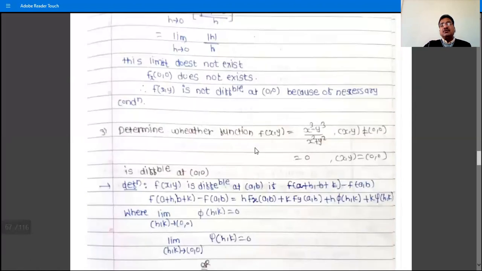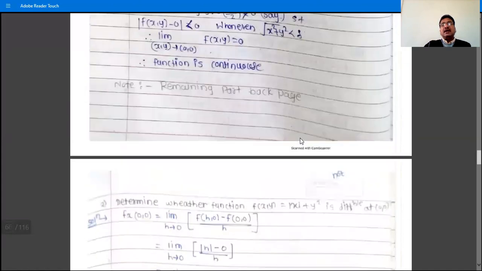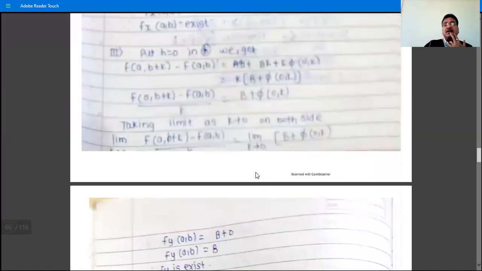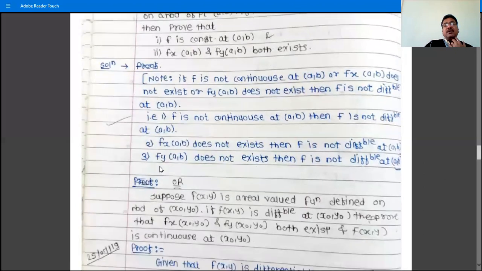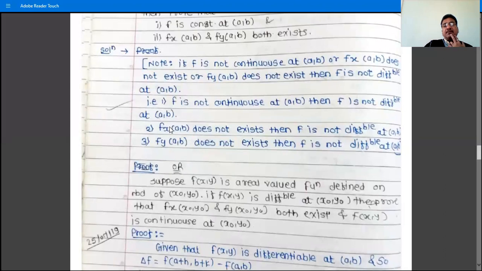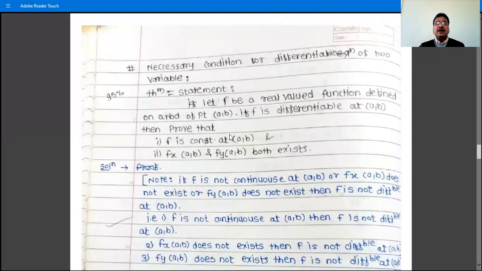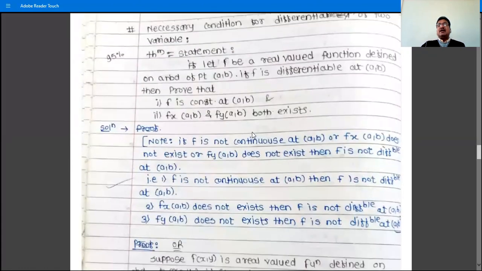Otherwise, if we have to show the function is not differentiable, there are four ways. The first way: show that the function is not continuous at (a,b); then the function is not differentiable at (a,b). Or we can show that f_x(a,b) does not exist, or that f_y(a,b) does not exist; then also the function is not differentiable. These are the three ways. Or we can show the function is not differentiable by using the definition.